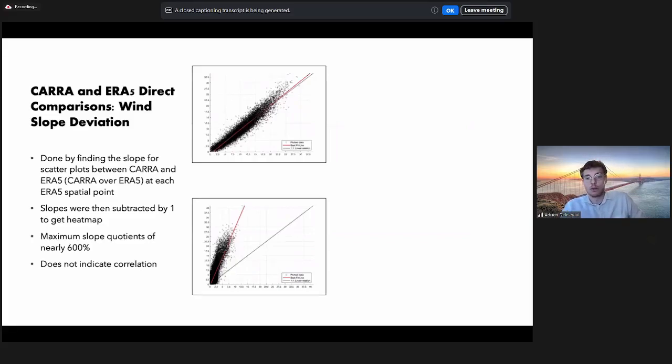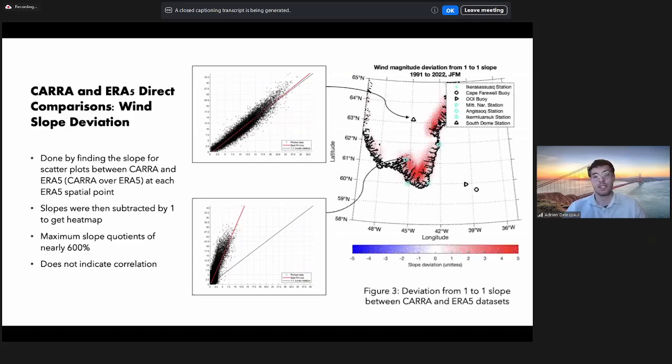So the main study. To better visualize where the largest differences in 10-meter wind speeds between the Kara and ERA 5 models were, we did scatter plots at each spatial point from the previous images that I showed. And we subtracted it by 1 to get kind of a heat map. So if you're looking at 1-to-1 slope, that's typically, as you can see, this is the top image here. They agree. But in some areas, we actually have this slope on the bottom, and this is Kara over ERA 5. And so this is the result that we get.